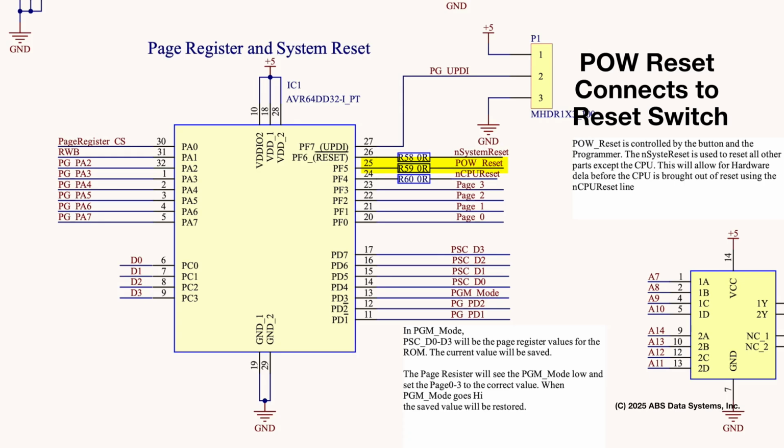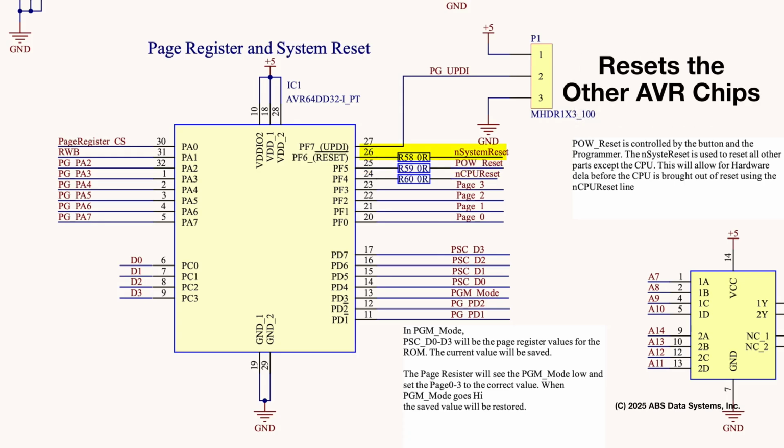After initialization of the page register and system reset chip, the AVR will look at the power on reset line. If this line is already high, the AVR will automatically perform a reset. If the power on reset line is low, it will wait until the power on reset line goes high. The power on reset line is tied to one of the AVR's interrupt lines, which guarantees that the transition will not be missed. Once the power on reset line goes high, the AVR will start processing the startup sequence.